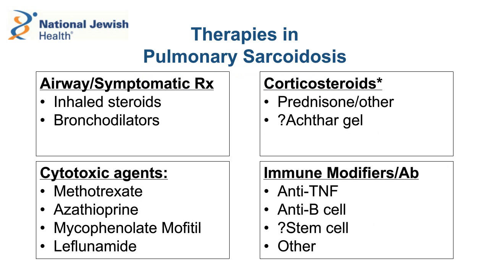There are a number of therapies, and this is primarily focusing on pulmonary sarcoidosis, although we use these for a lot of other organ involvement too. Sometimes we want to just give people symptomatic treatment from a standpoint of the lungs.